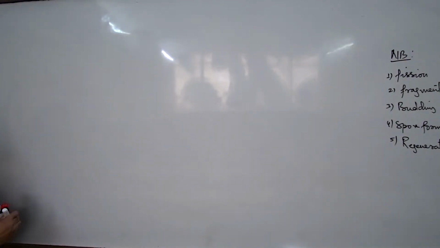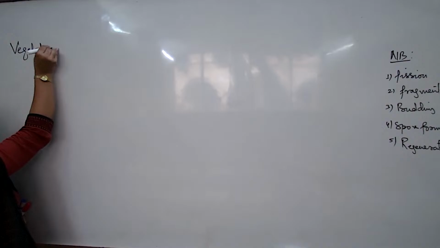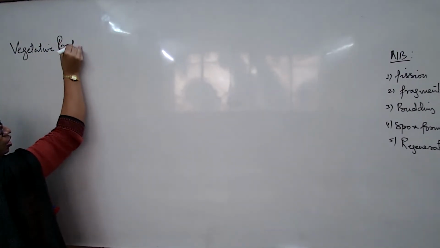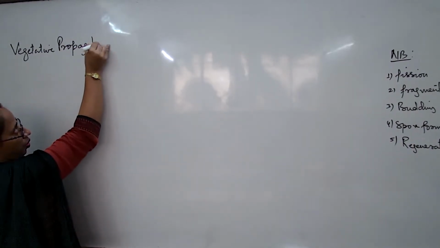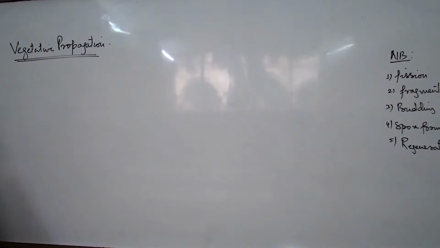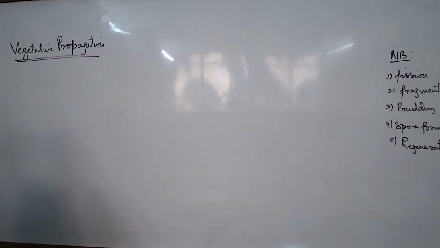Now, after this, we start discussing the concept of vegetative propagation. What is vegetative propagation? Vegetative propagation is quite similar to the concept of asexual reproduction. This is in plants. So what is the meaning of propagation? Propagation means multiplication, increasing in number.